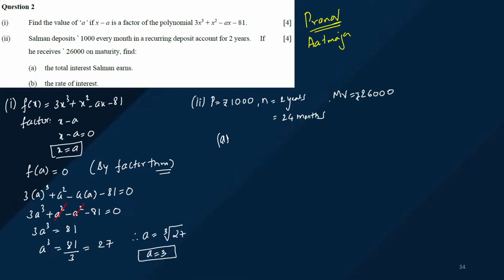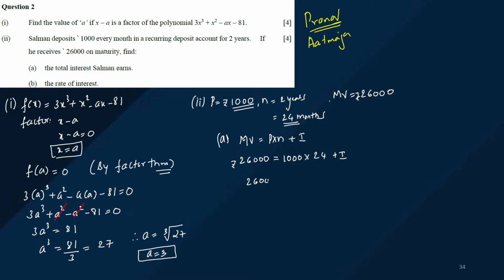What is the first sub question? Total interest earned by Salman. So maturity value is P into N plus interest, correct? Maturity value is given to you as 26,000 rupees. And how much money are you depositing every month? You are depositing 1,000 rupees every month, and you have deposited for 24 months. That means you have deposited for 2 years, plus interest.